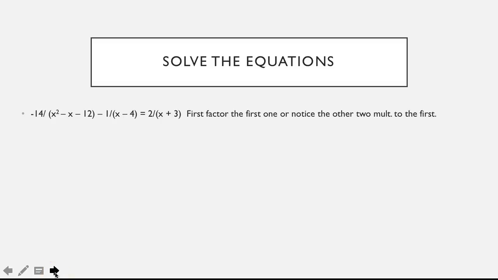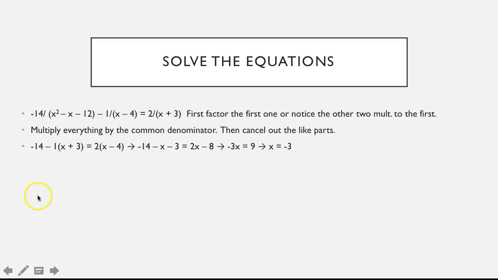You're going to multiply everything by the common denominator, and then cancel out the like parts. When you do that, the like parts cancel out here, leaving you negative 14. You distribute negative 1 into the x plus 3 because the x minus 4 is canceled out, and here you're going to distribute the 2 into the x minus 4 because the x plus 3 is canceled out. Then you get negative 14 minus x minus 3 equals 2x minus 8.